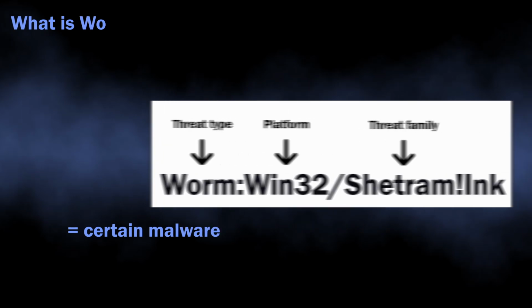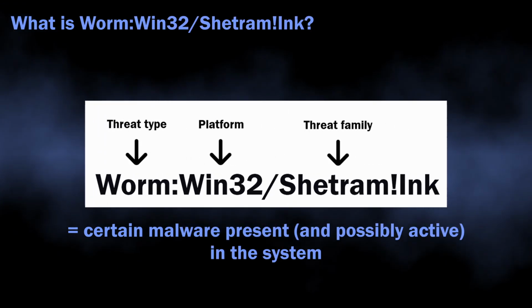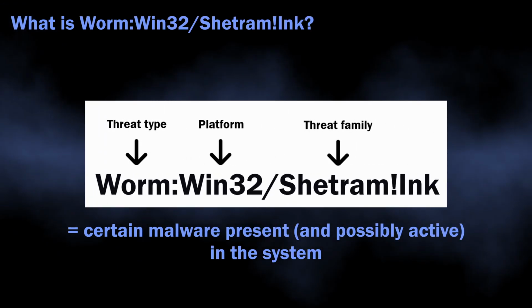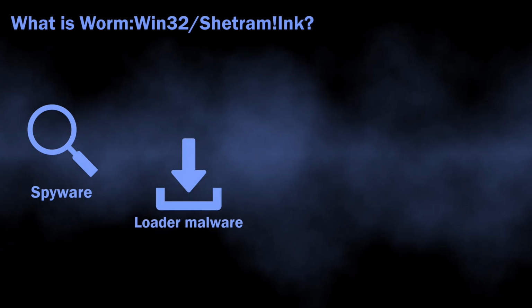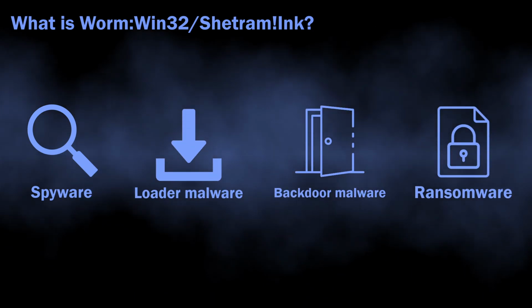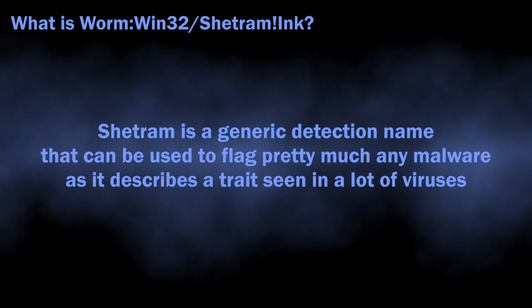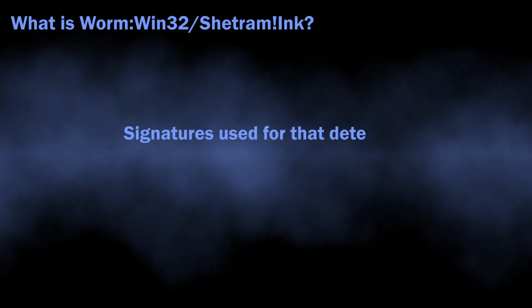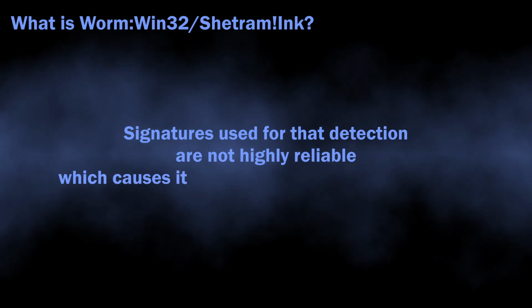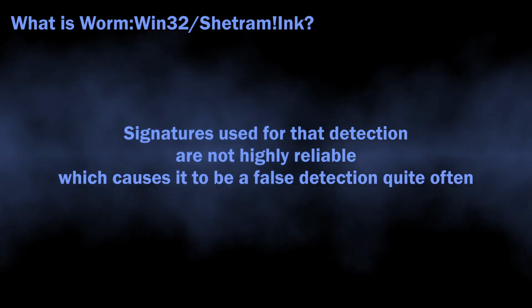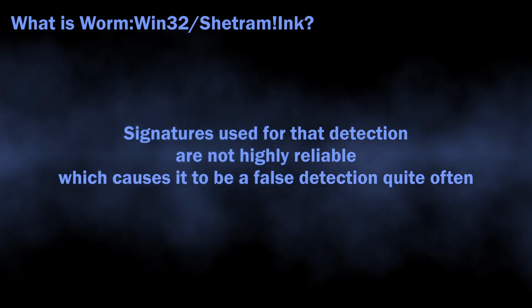In normal situations, Win32/Shetram.LNK can flag a wide variety of malicious programs, from loaders, spyware, and backdoors to ransomware. The name is totally generic. There is no big malware family that has such naming. The signatures that are used to detect this malware are not very reliable, which leaves plenty of room for incorrect detections, but we will get back to it later.